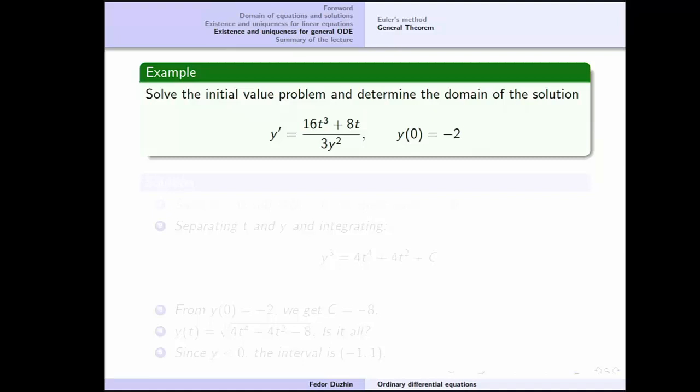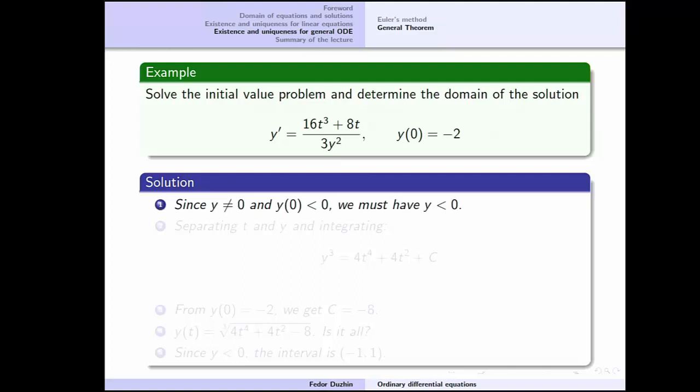A little bit more complicated example. The idea is the same. There is a division by 0, so it means that y cannot be 0. Here, for instance, y has to be negative, right? Because the initial value of y is negative. So then, when we separate variables and integrate, the left-hand side is going to be a cube. And then we can solve for c using the initial condition. I hope you remember how to do it. Anyway, if you don't, try to figure it out yourselves. If you don't get the same answer as I do, then please post a message on the discussion board.